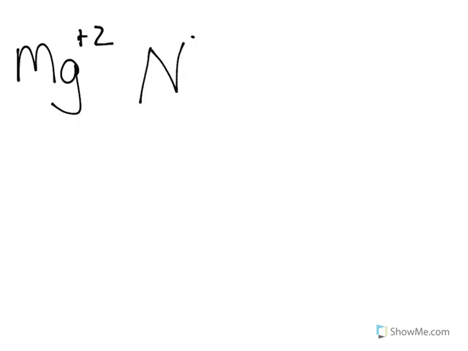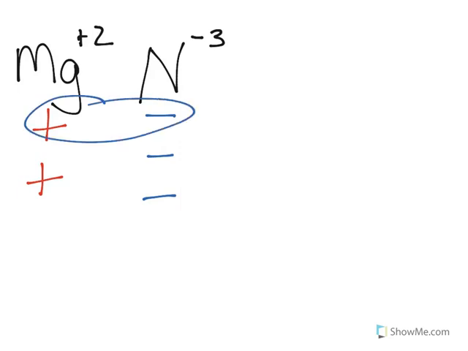Magnesium and nitrogen. Magnesium falls in group 2A, so its charge is +2. Nitrogen falls in 5A, its charge is -3. If we write the charges underneath, we get plus, plus. If we write the charges underneath the nitrogen, we get minus, minus, minus. In a 1-to-1 ratio, one positive cancels one negative, second positive cancels second negative, we have one negative left over.